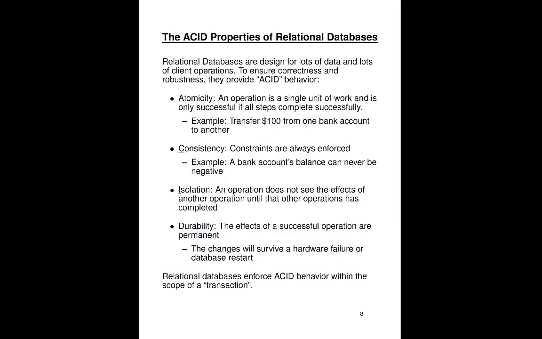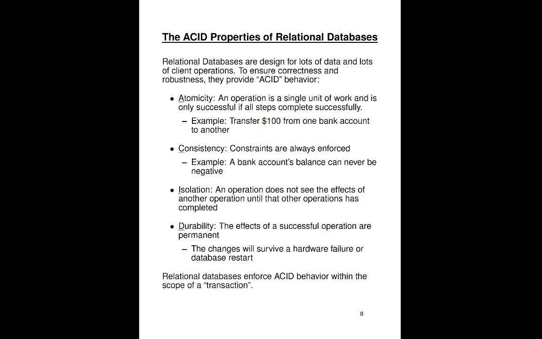So to make sure that the state of your database is what you expect, given all of this activity on it, there are these so-called ACID behaviors that relational databases implement. And ACID is an acronym for atomicity, consistency, isolation, and durability. So atomicity means that an operation is a single unit of work, and that it either happens or it doesn't.